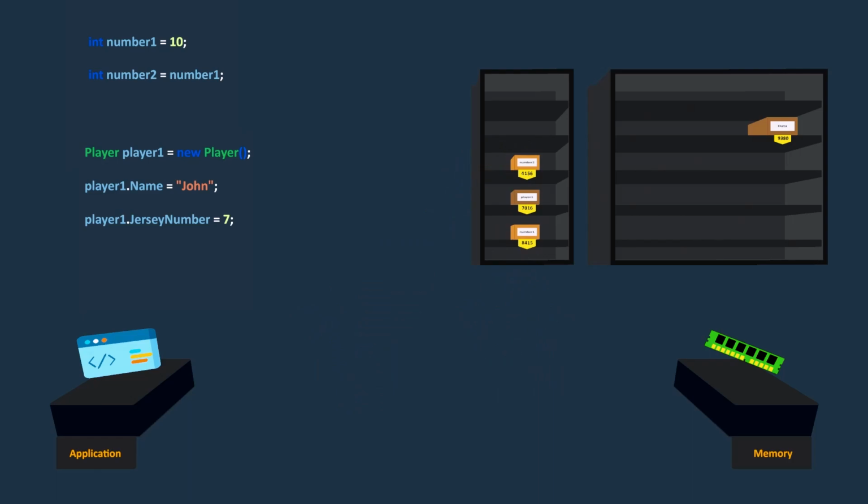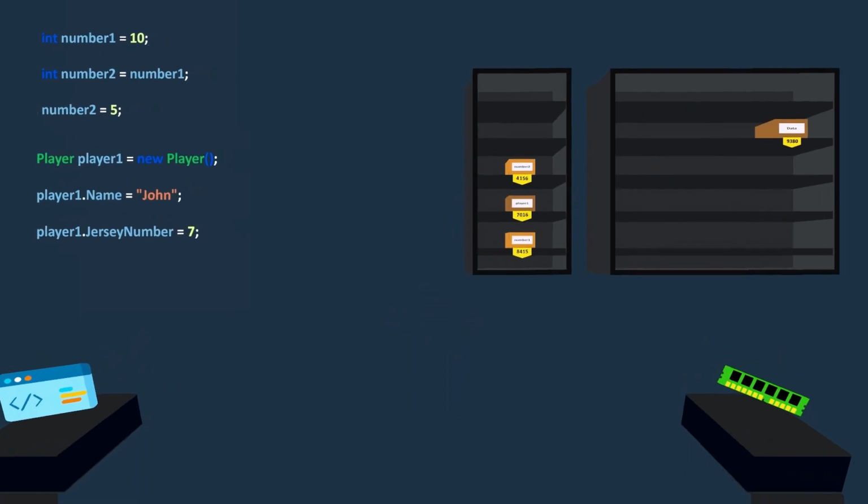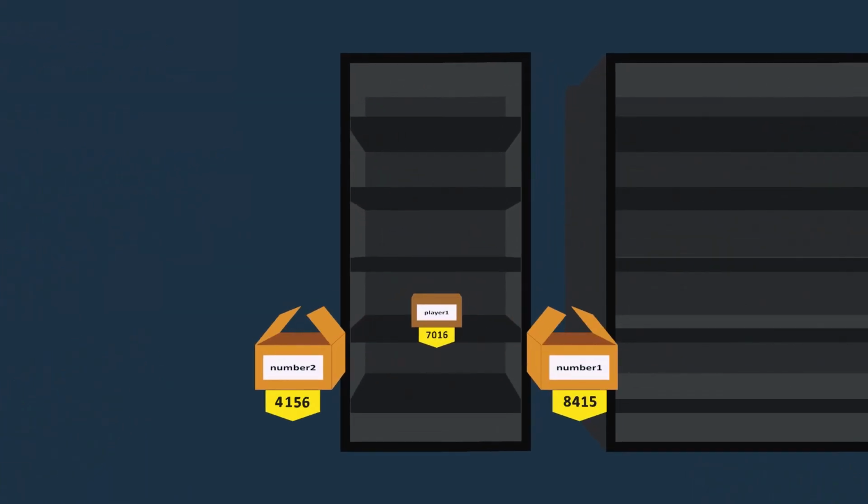Now, if we change the value of number2 to 5, since both variables have their own separate memory locations and are independent of each other, the change in number2 will not have any effect on the value of number1. As you can see, the value of number1 still remains 10, and only the value of number2 has been changed.